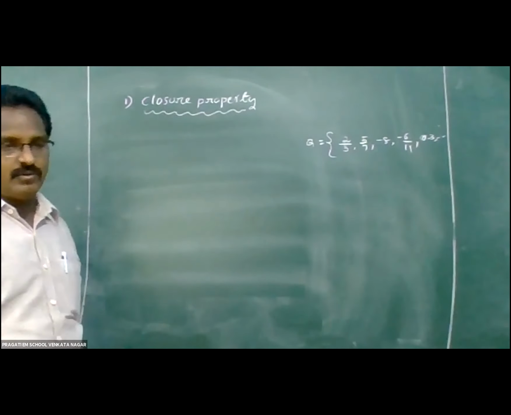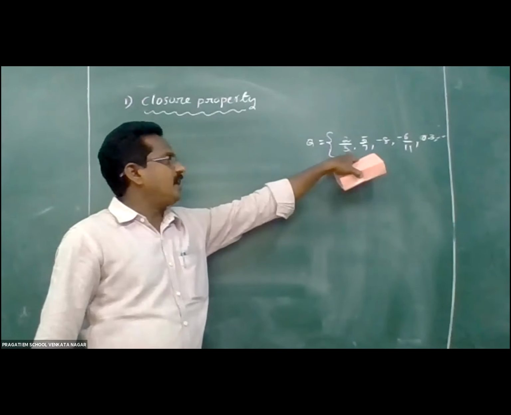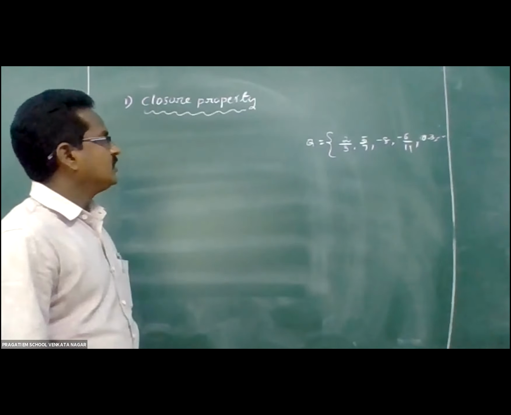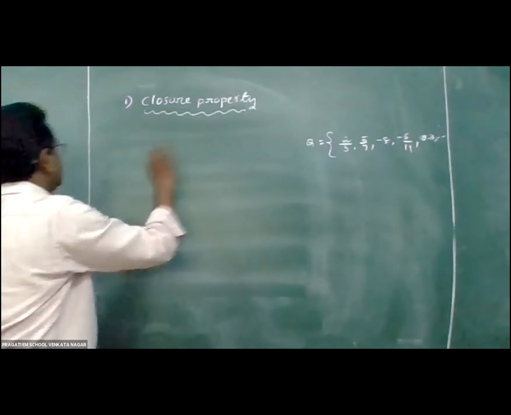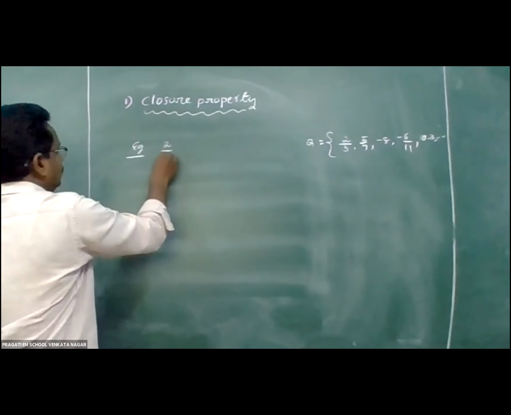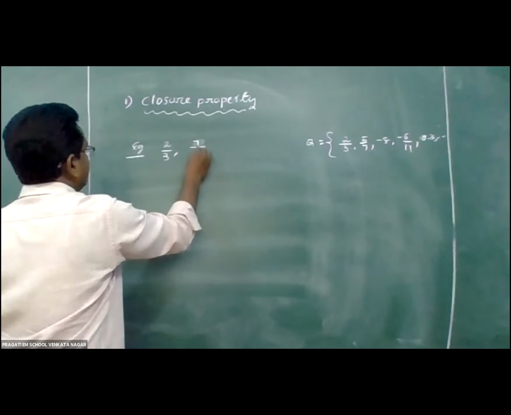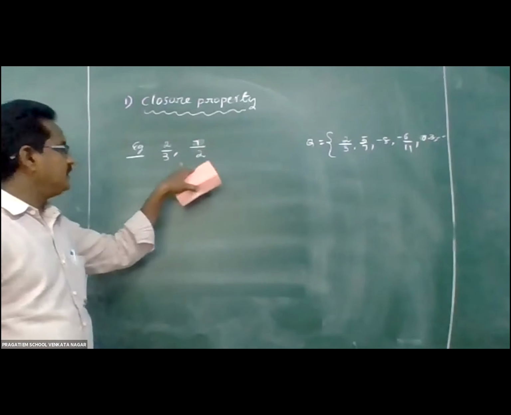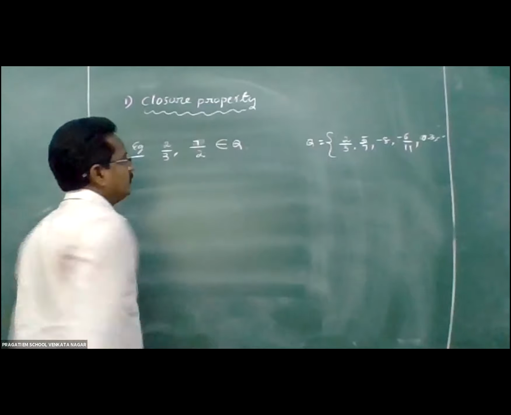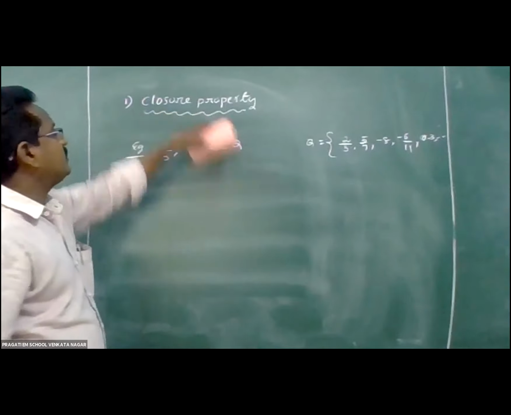We are discussing closure property. Closure property means suppose we take any two rational numbers from this set Q. For example, 2 by 3 and 7 by 2. These two are rational numbers that belong to Q, the set of rational numbers. Now we have closure property.